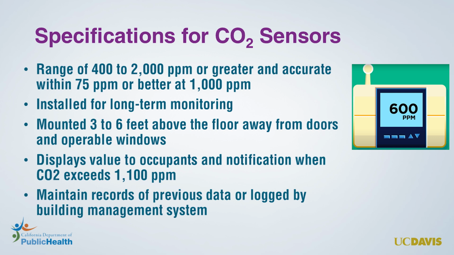The sensor should have an indicator, such as a colored light, when the CO2 level has exceeded 1,100 parts per million. Finally, the sensor should maintain a record of the previous data or be connected to a building management system that is logging the CO2 levels.